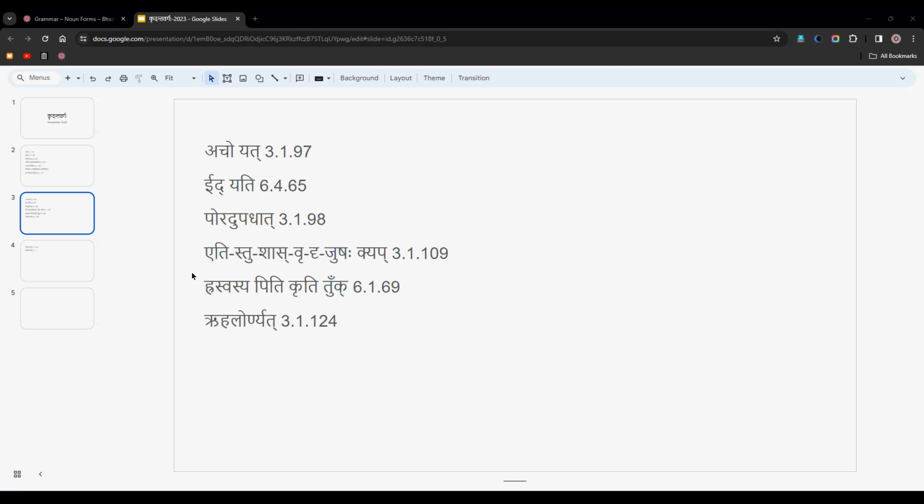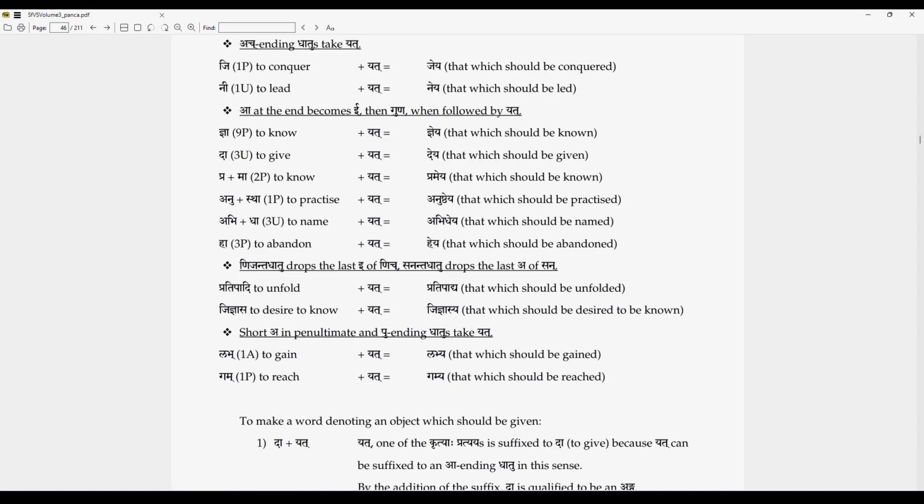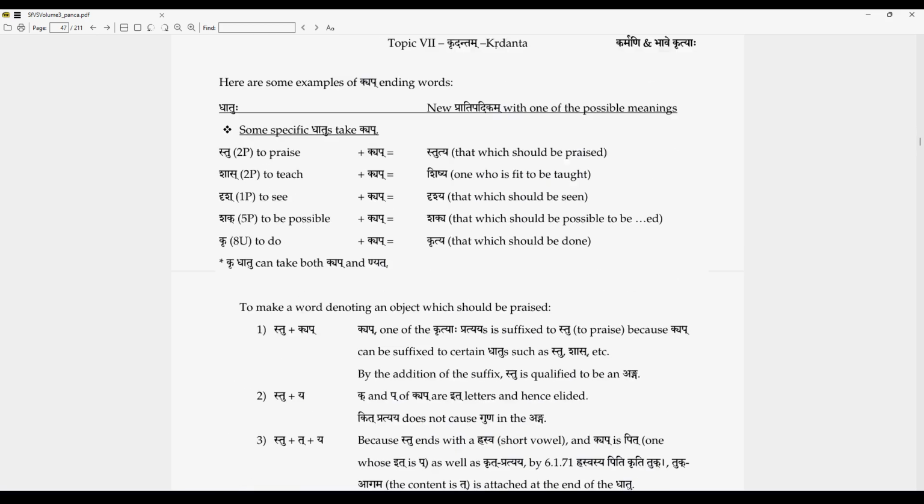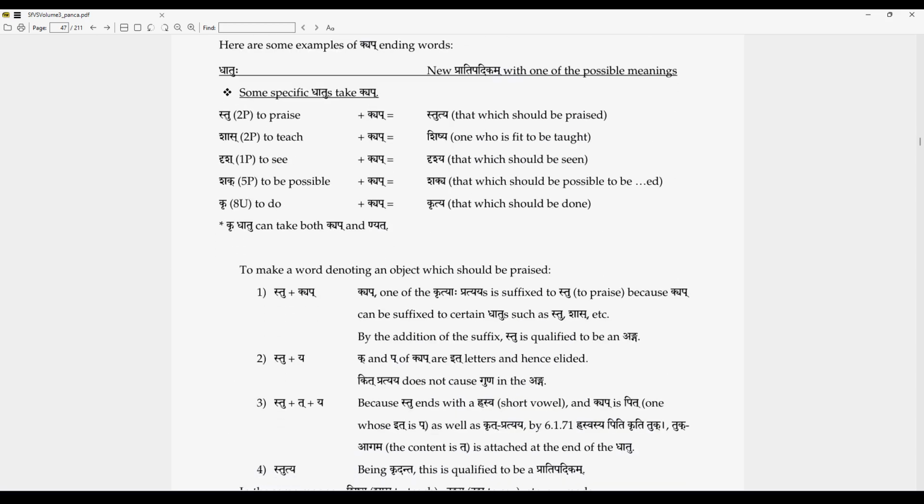But now here we are adding ya, Kyap, so you get the final form Dhrutya. If you add A here, Adhrutya means fit to be respected. Fit to be respected. So now how do we get the final form? If you look here, you have Stu, Kyap, Stutya, Shas, Kyap, Shishya, Drishya. Why is Drishya here? No, Drishya is not correct.